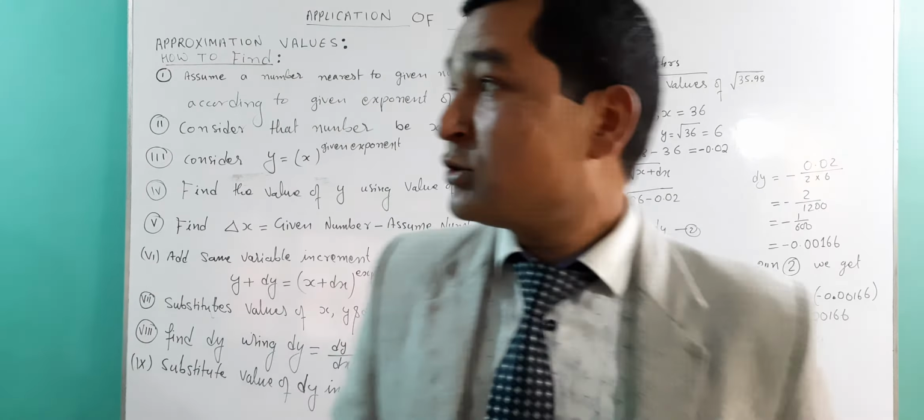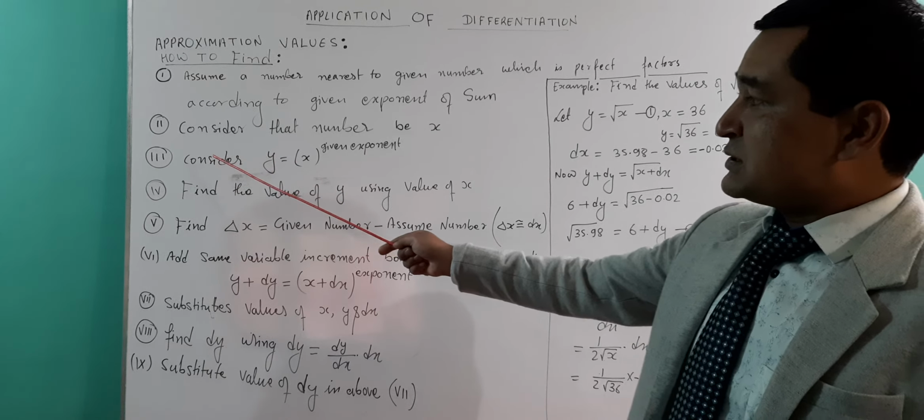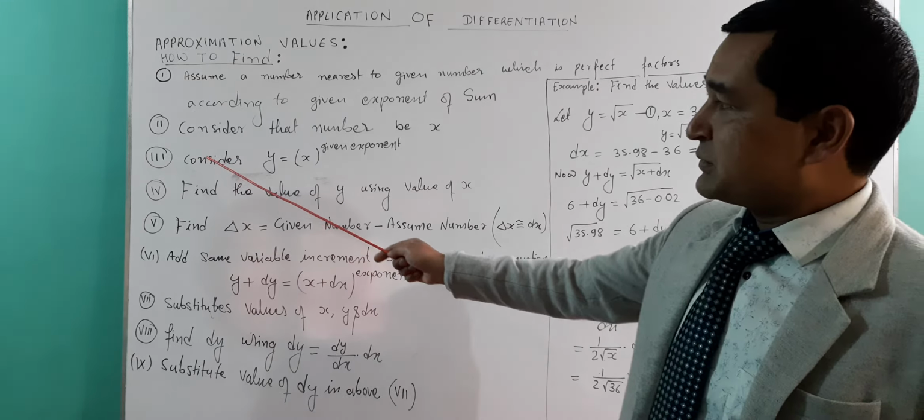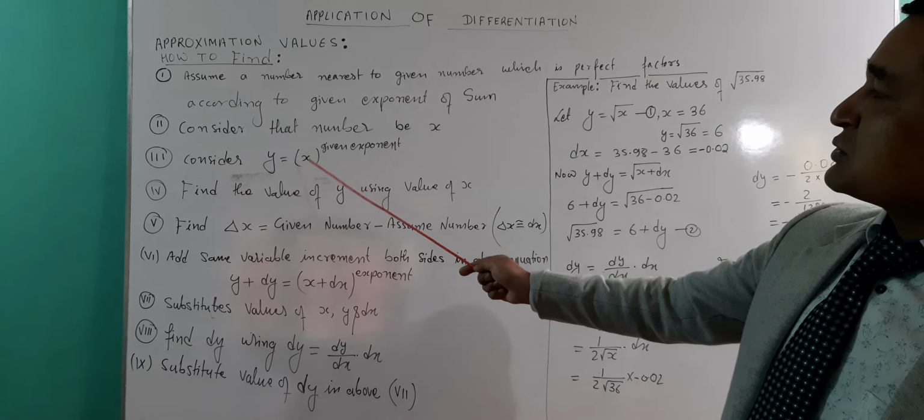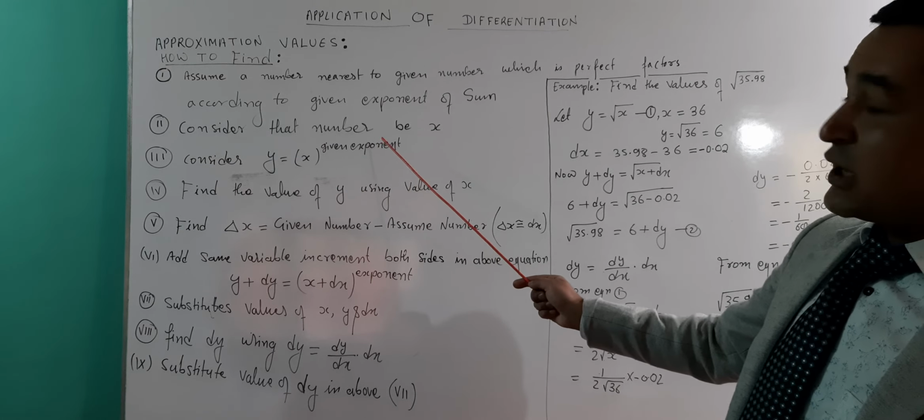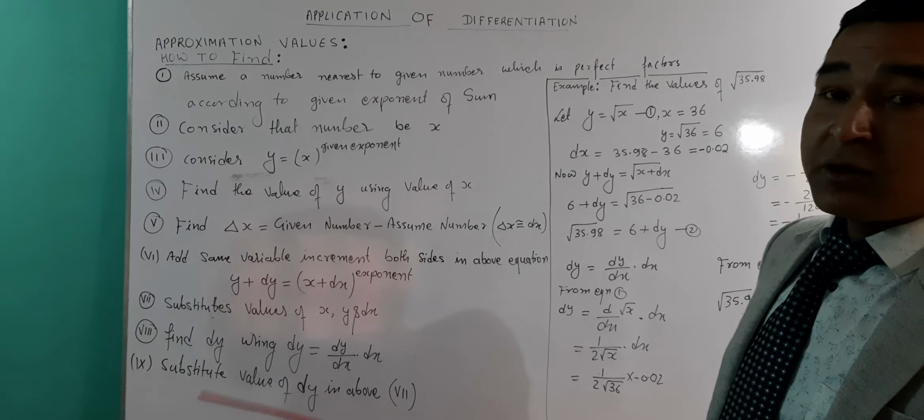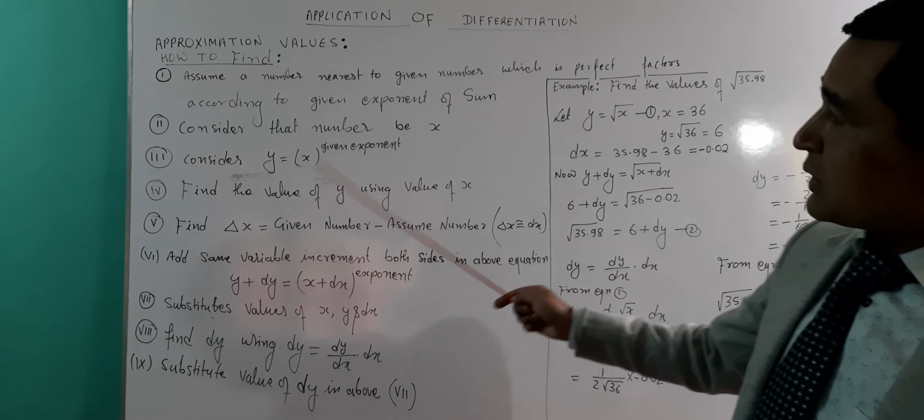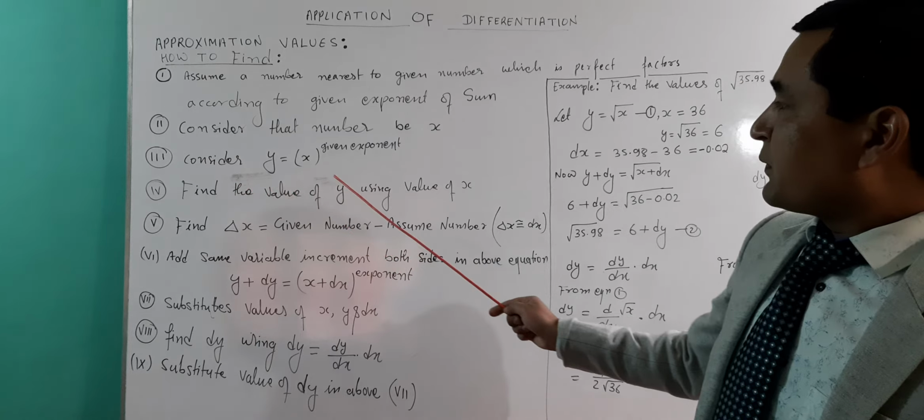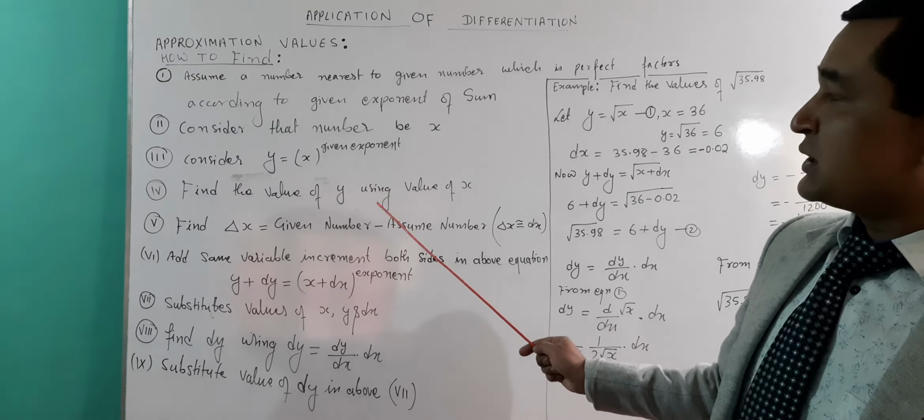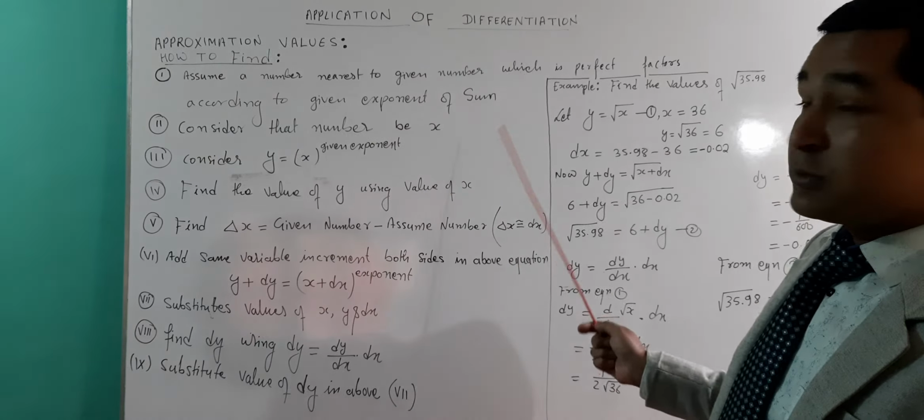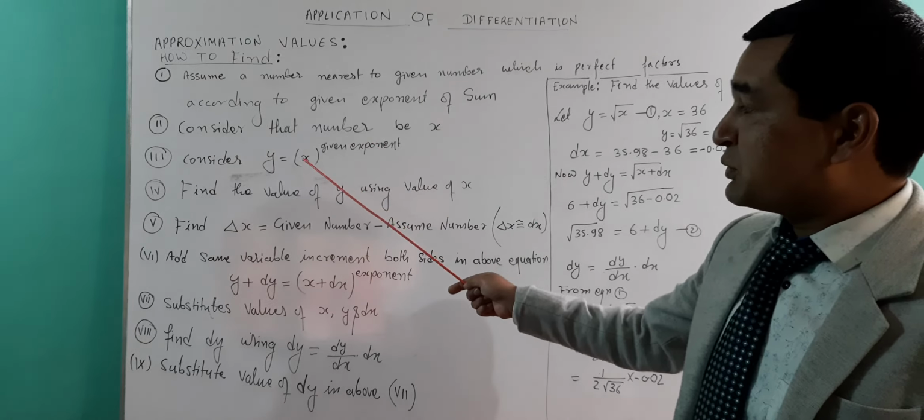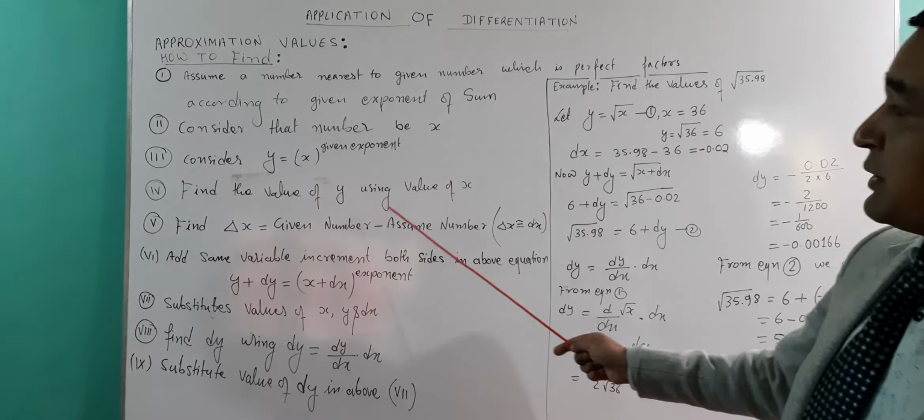Third step, consider y equals to x to the power of the given exponent. This is the step to form the equation. Copy the power from the given sum. Then find the value of y using the value of x, because we have considered the assumed number. Put the value of that x in this equation and get the value of y.